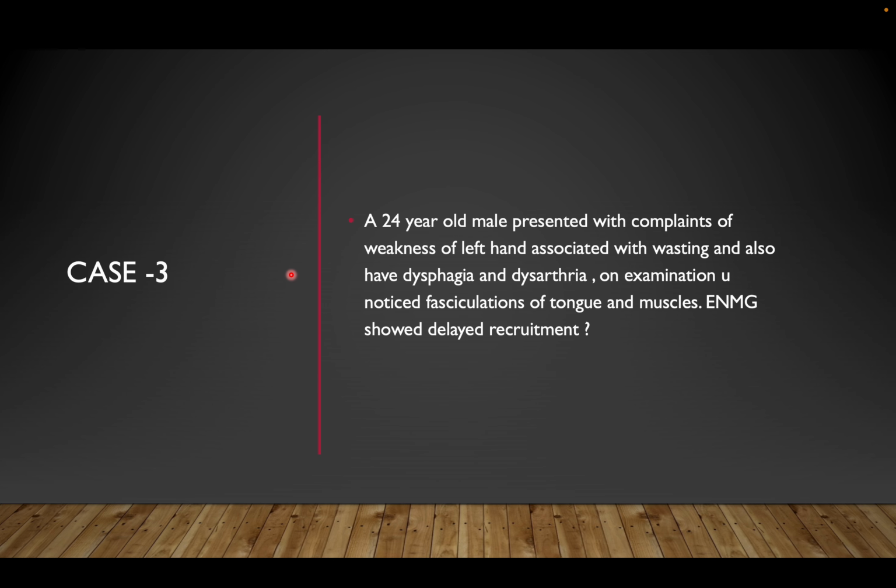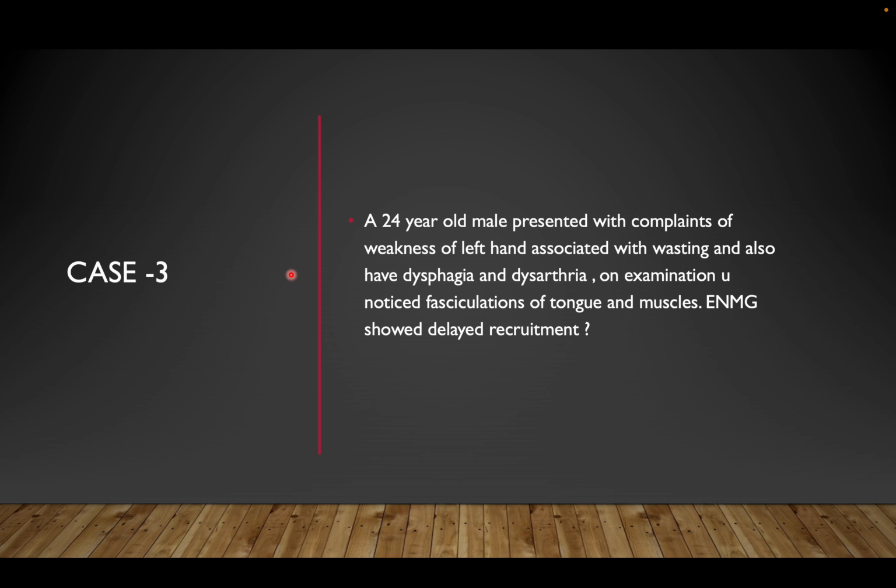A 24-year-old male presented with complaints of weakness of the left hand associated with wasting, and also has dysphagia and dysarthria. On examination, you noticed fasciculation of the tongue and muscles. EMG showed delayed recruitment. Similar to the previous case, there is definite weakness of the left hand associated with wasting and also dysphagia. Here bulbar symptoms are also present. Fasciculations are suggestive of LMN palsy. There is LMN palsy, so there is left hand wasting.